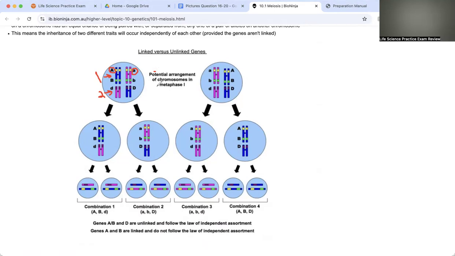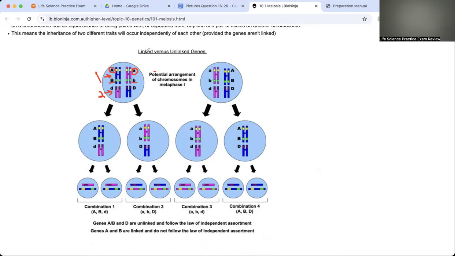Those are going to assort independently of each other, as opposed to B here, which is on the same chromosome. So if I get chromosome A from dad, I'm also more likely to get chromosome B from dad. Those are on the same chromosome. Those are linked. They're likely to go together.